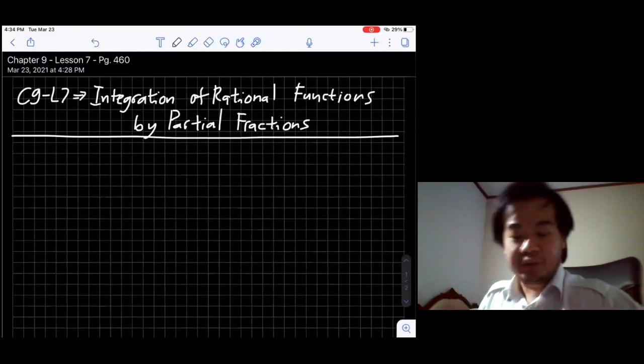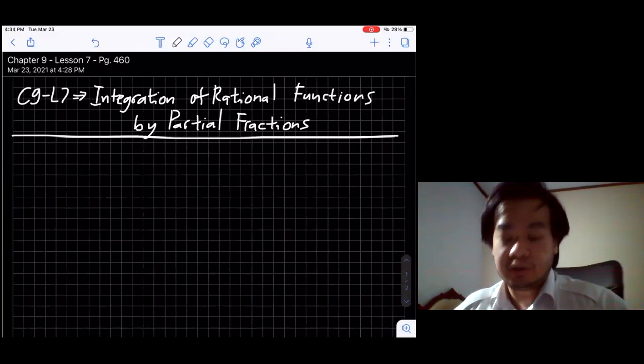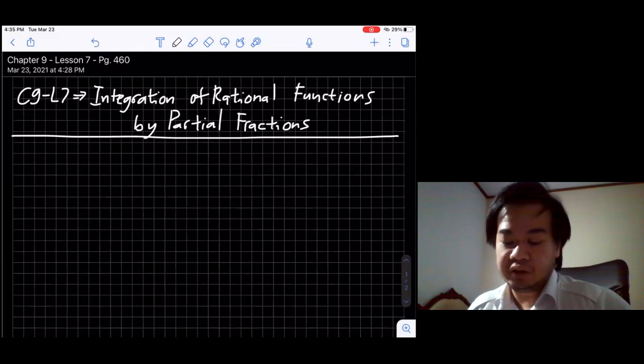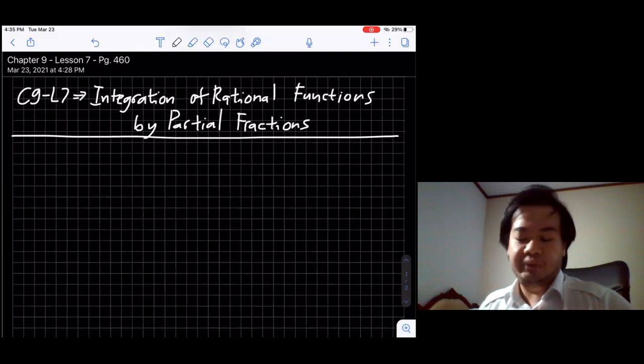Okay, good morning everyone. So now we're gonna continue our calculus class, the next lesson, which is the next technique to integrate functions, the technique of integration. So lesson 7, chapter 9, lesson 7. You can open your book, page 460. Integration of rational functions by partial fractions.